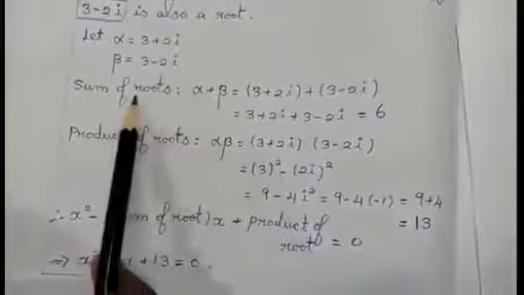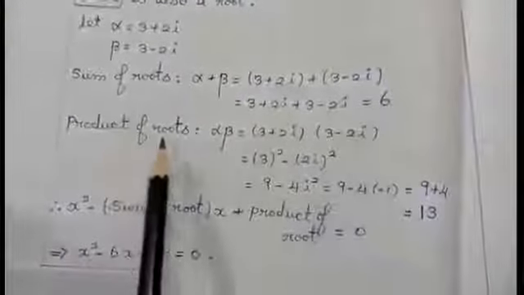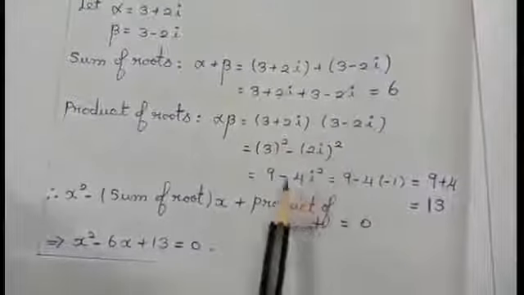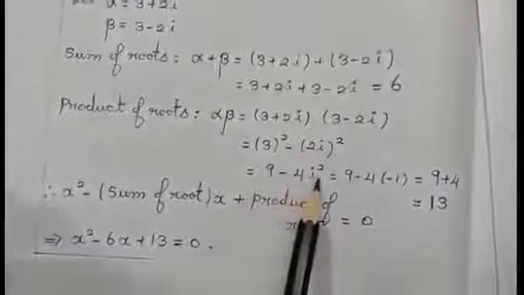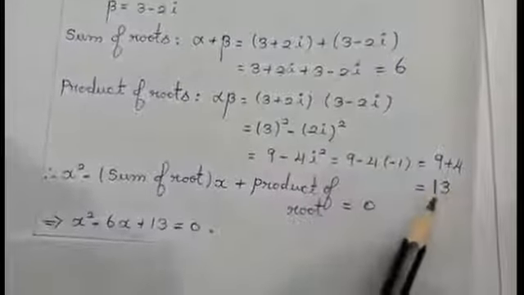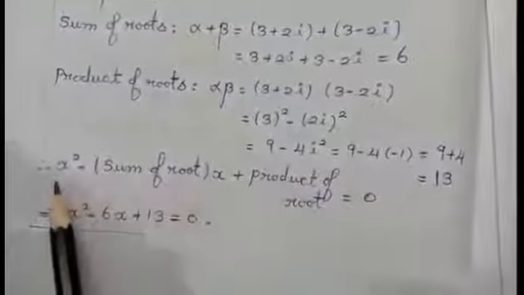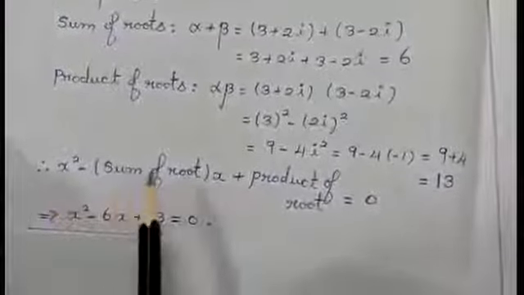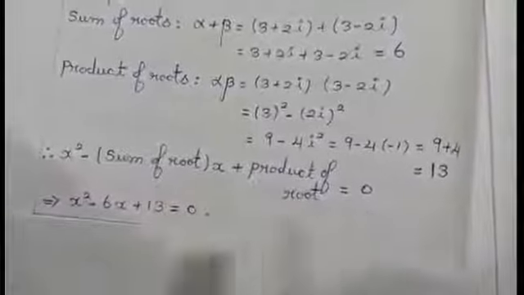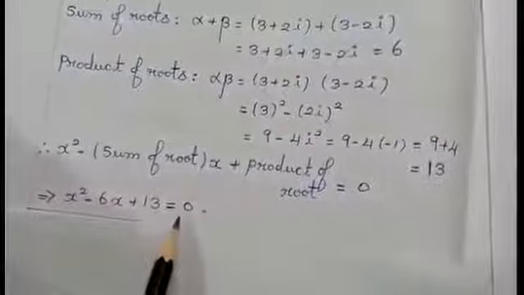As usual, sum of roots, you add. The imaginary part gets cancelled. You will get the answer as 6. Product of roots, a plus b into a minus b, a square minus b square. You calculate. The value of i square is minus 1, you replace it. After the final calculation, you will get the answer as 13. Two roots, so the minimum polynomial equation is going to be the quadratic equation, that is x square minus sum of roots x plus product of roots equal to 0. So the final answer is x square minus 6x plus 13 equal to 0.